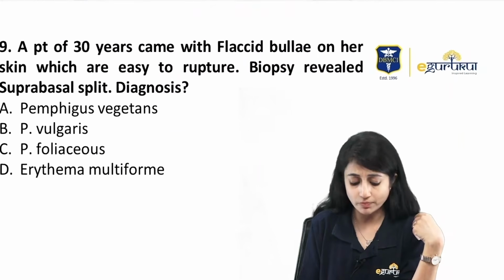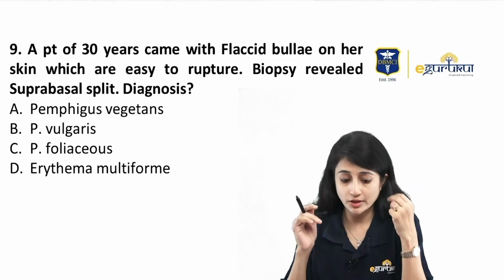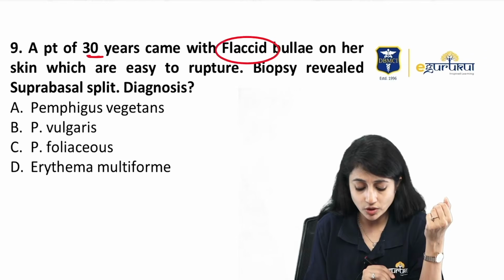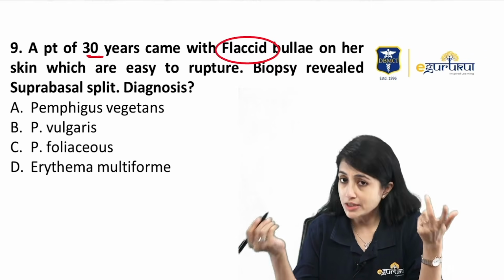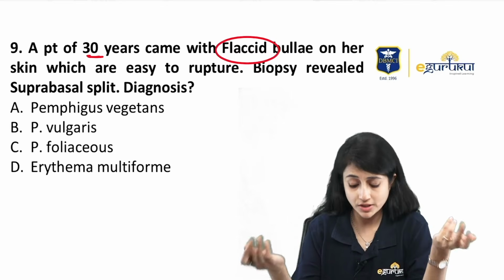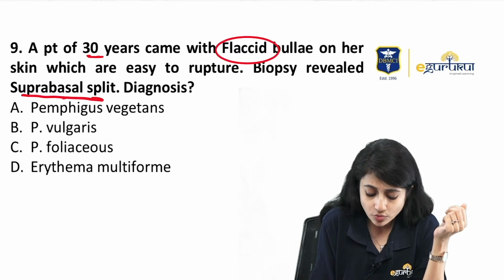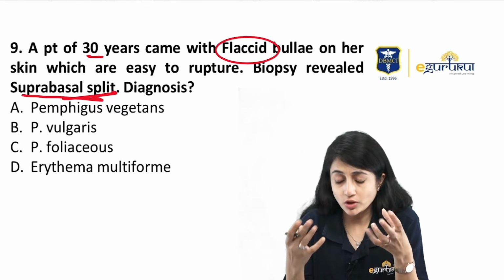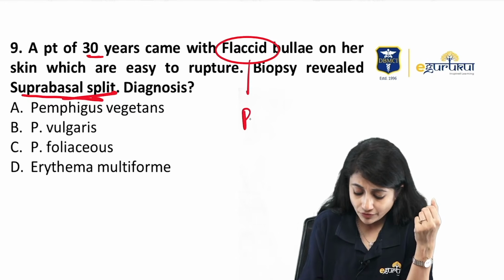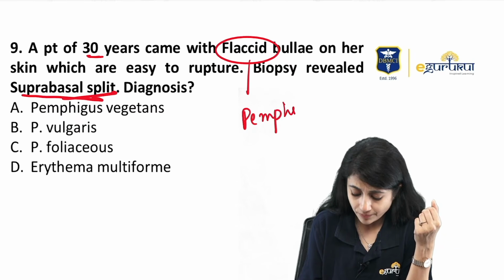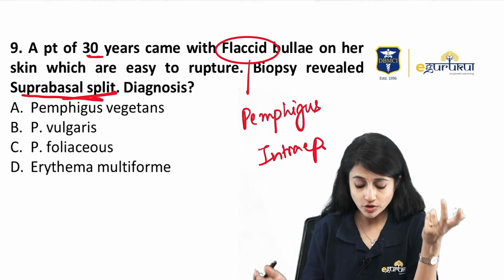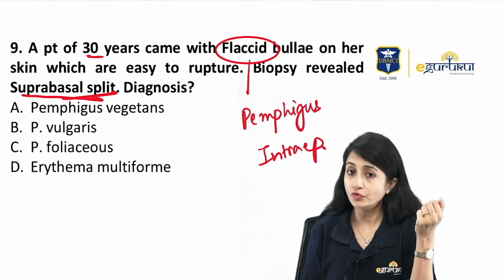Now, the next question was on pemphigus. Again, a very straightforward question. A 30-year-old female came with flaccid bulla on her skin, which was easy to rupture. Flaccid bulla is always easy to rupture. Biopsy revealed a suprabasal split. So, what is the diagnosis? Now, I have a flaccid bulla, so I know I am dealing with the pemphigus group of disorders, or intraepidermal disorders. Here the options were vegetans, vulgaris, and foliaceus.